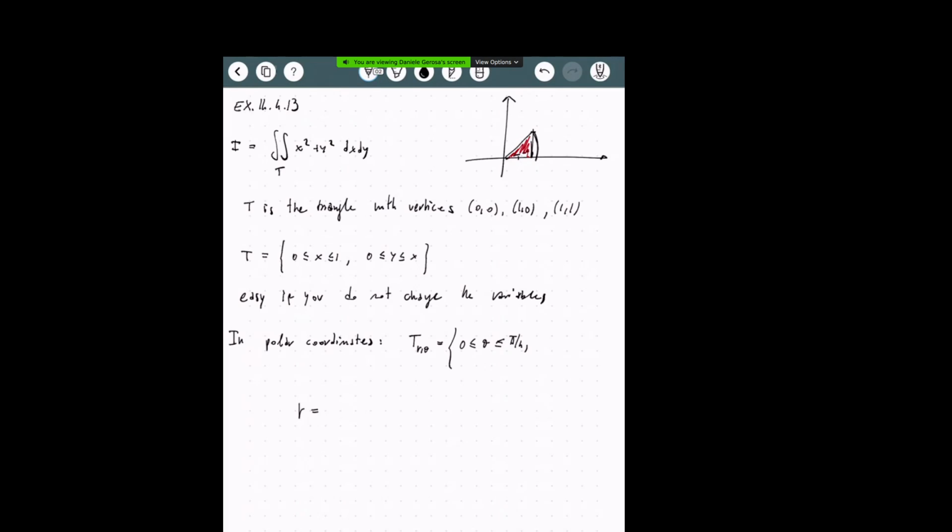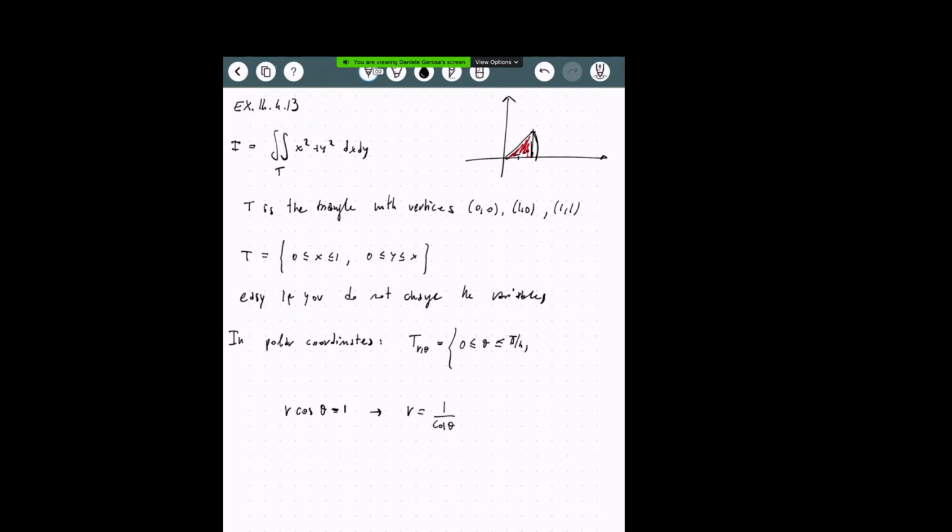I never remember this. Okay, so sine is the opposite and the cosine is the adjacent divided by the hypotenuse. So r will be equal to... r times cosine of theta is going to be equal to 1. So r is equal to 1 divided by cosine of theta.